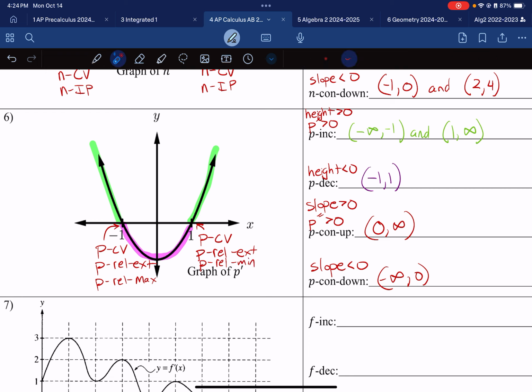Lastly, is there an inflection point anywhere? The change between concave up and concave down is always an inflection point. It was concave down to concave up. That changed right there. So therefore, this point right here is a P inflection point.